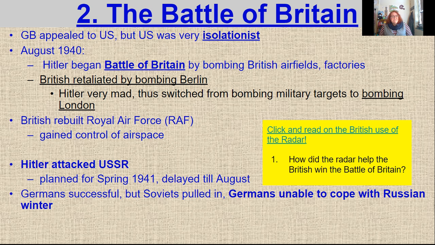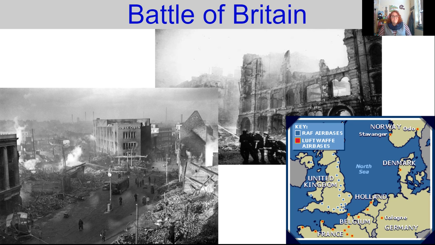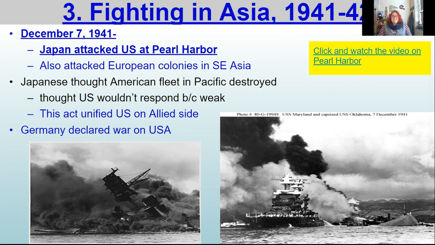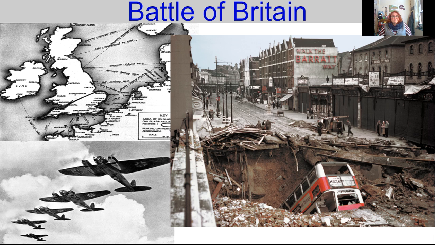Whatever. So Hitler planned the attack for the spring of 1941, but it was actually delayed until August. The Germans would be successful at first, but this would pull the Soviets into the war. And the Germans realized that they were unable to cope with the Russian winter. So these are images of the Battle of Britain. They basically leveled London. One thing that I should add about the attack on the Soviet Union is the same thing that happened with Napoleon happened with Hitler: they went in August, were planning on not being there that long, and they got stuck.